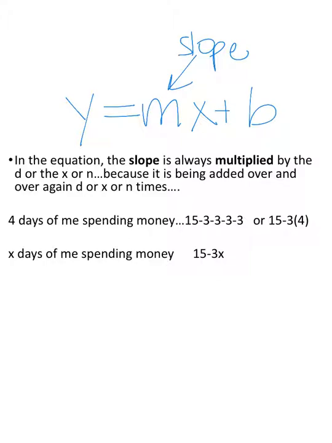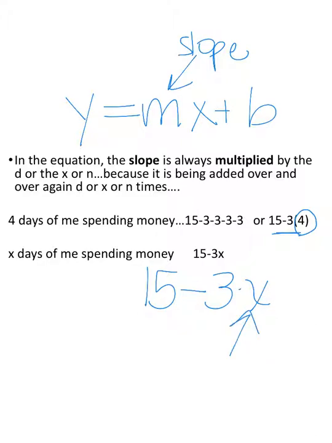So, for example, when we're talking about me spending money, if I spend money for 4 days, I'm starting with $15, and then I'm going to subtract 3 and subtract 3 and subtract 3 and subtract 3, 4 times. So that's my 4th day. So it's 15 minus 3 times 4. If we're talking in general about the rule of me spending money, $3 a day, starting with 15, then it's going to be 15 minus $3 for every day. So x stands for the number of days.